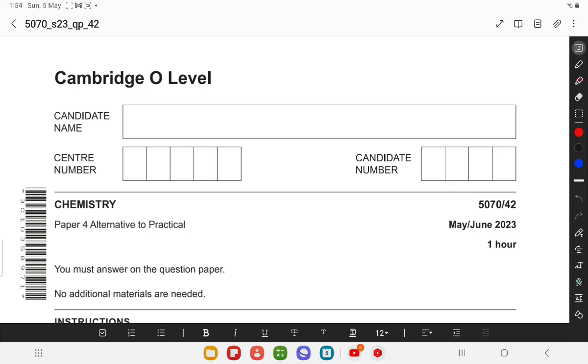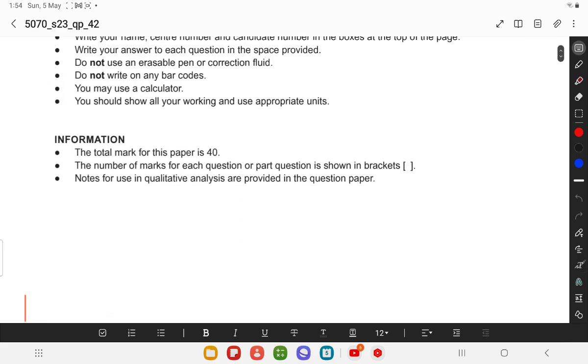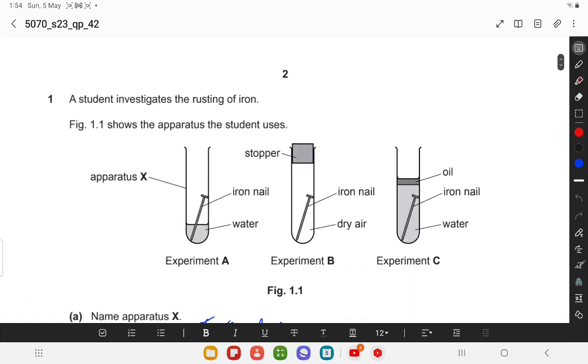In this video I will be solving the 507042 May June 2023 paper. Let's start. Question number 1, a student investigates the rusting of iron.